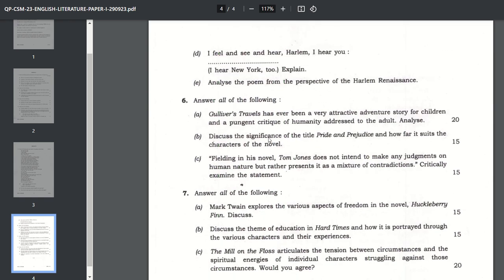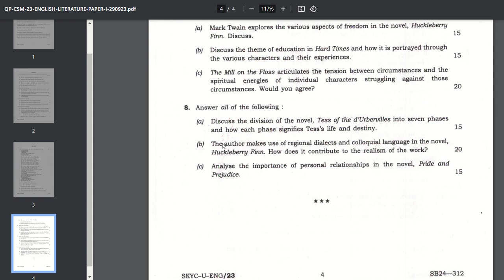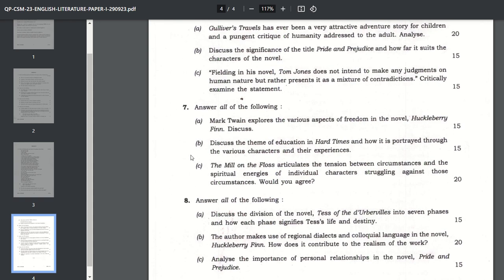Next, you have the questions from section B of the syllabus. So you have all the questions here, and you have to choose accordingly, in the same way as you have chosen in section A.